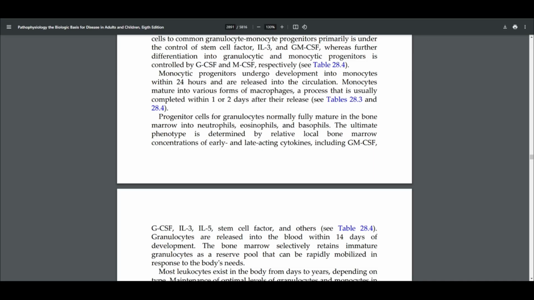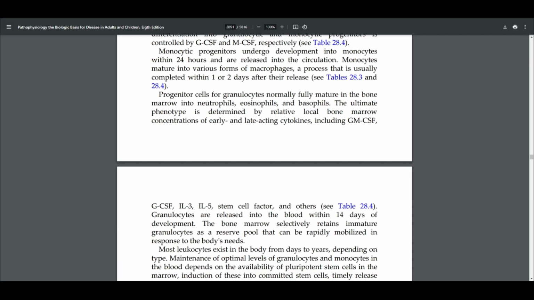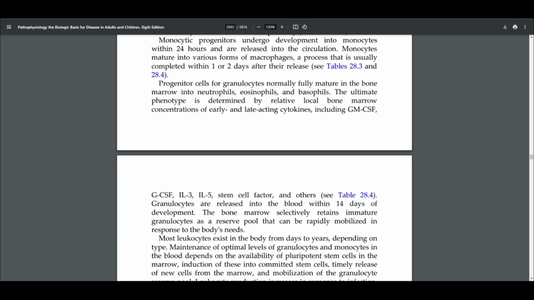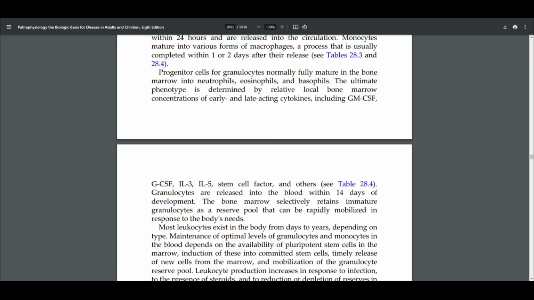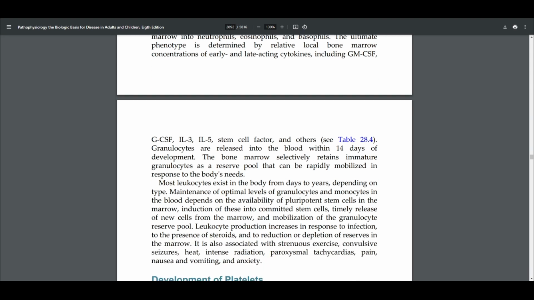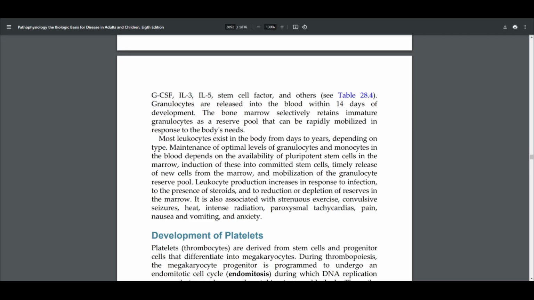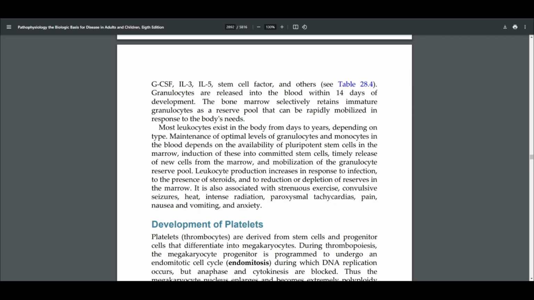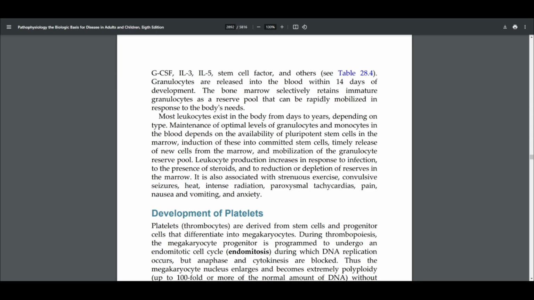Progenitor cells for granulocytes normally mature in the bone marrow into neutrophils, eosinophils, and basophils. The ultimate phenotype is determined by relative local bone marrow concentrations of early and late acting cytokines, including GM-CSF, G-CSF, interleukin-3 and 5, stem cell factors, and others. Granulocytes are released into the blood within 14 days of development. The bone marrow selectively retains immature granulocytes as a reserve pool that can be rapidly mobilized in response to the body's need. Most leukocytes exist in the body from days to years, depending on the type.